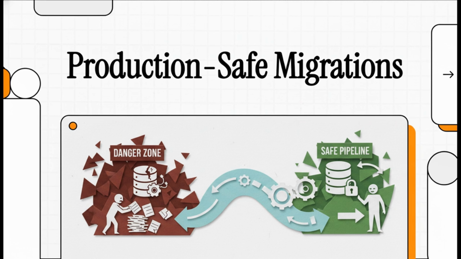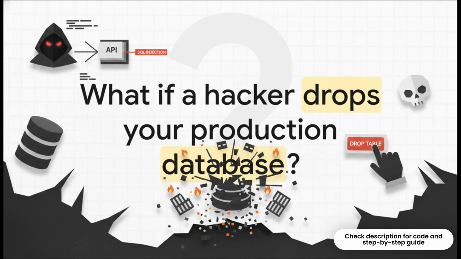We're going to walk step by step through exactly how to transform your deployment process into a fully automated, rock-solid, production-safe pipeline. But first, I want you to picture this absolute nightmare scenario. Your team just shipped a brand new feature. The build passes, the deployment goes out, everything looks great. But suddenly, a bad actor finds a single SQL injection vulnerability in your API. And because of how your database connection is set up, that one little vulnerability gives them the power to execute a drop table command. They completely wipe out your production database in an instant.